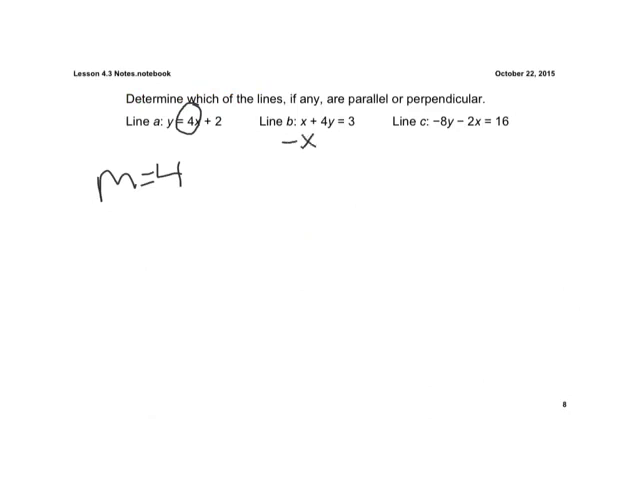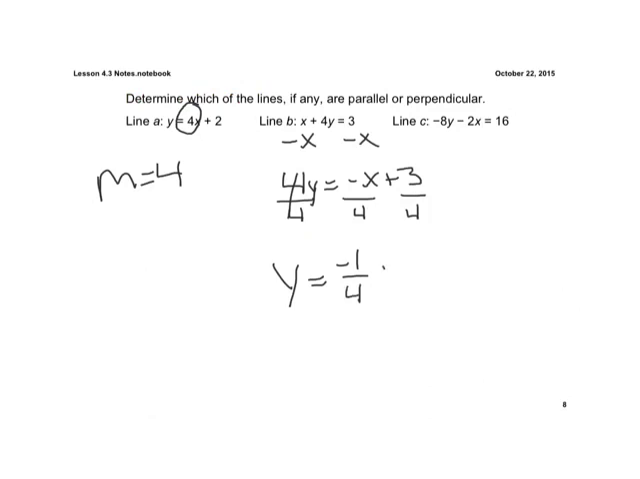We need to move that x to the right side of the equation. For y equals negative x plus 3, divide by 4. We've got to divide everything by 4, so those are gone. Y equals negative 1/4 x. Okay, if there's nothing before the x, we can assume there's a 1. Plus 3/4.